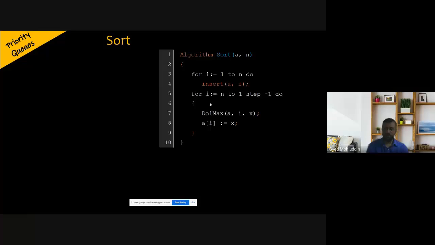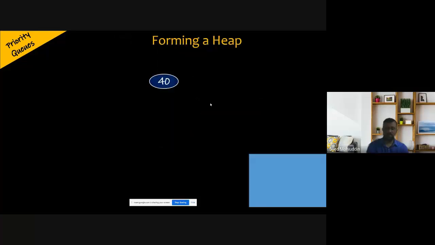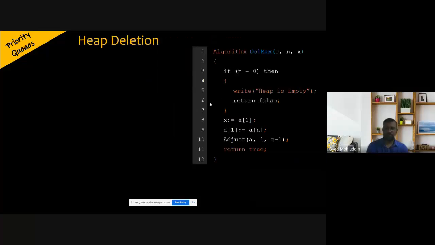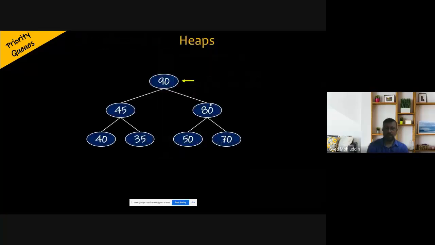So if you look at the heap, now in this heap, this is a heap. Everyone knows this is a heap. Now when I perform the delete operation, what happens? It's the root node which gets deleted.